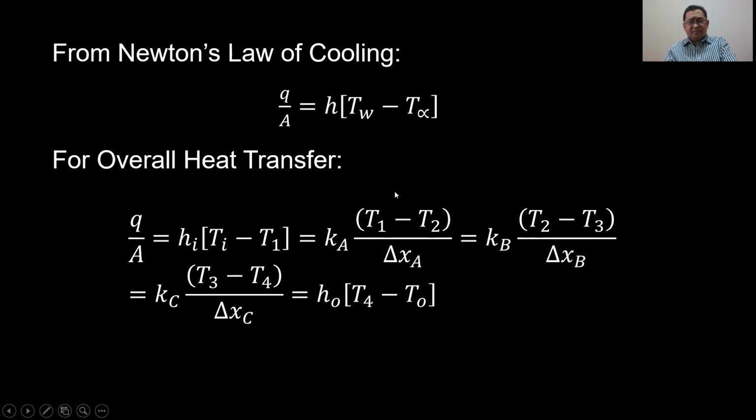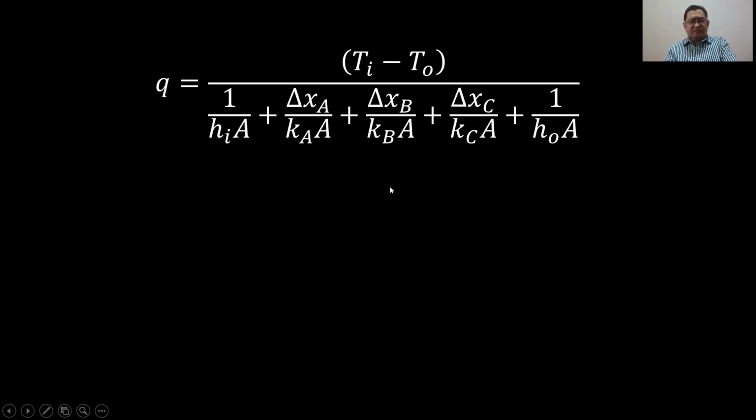So rearranging, we get this equation. Q is equal to T sub i, the temperature of the inside air, minus T sub o, the temperature of the outside air, all over the resistances: 1 over h sub i A plus delta x sub A over k sub A A plus delta x sub B over k sub B A plus delta x sub C over k sub C A plus 1 over h sub o A.